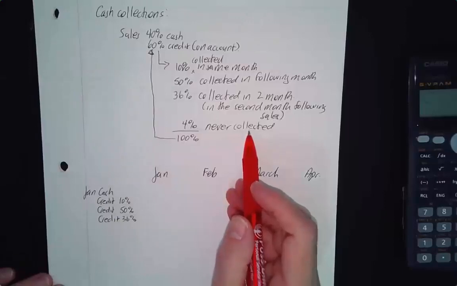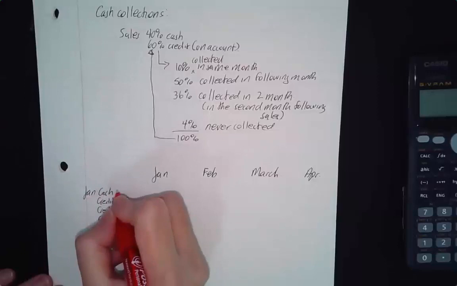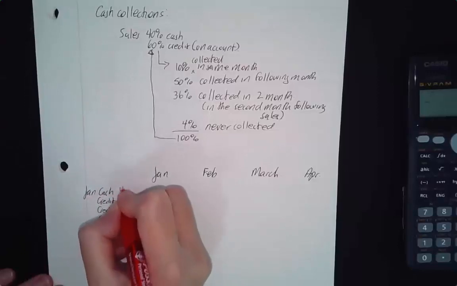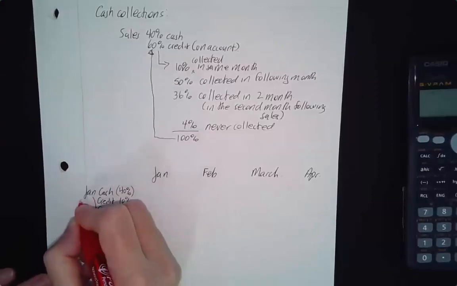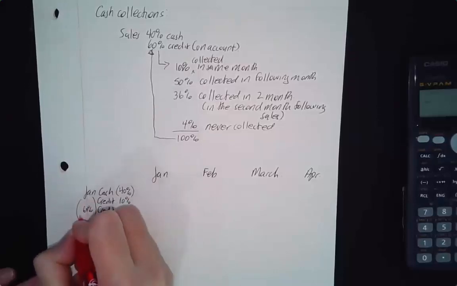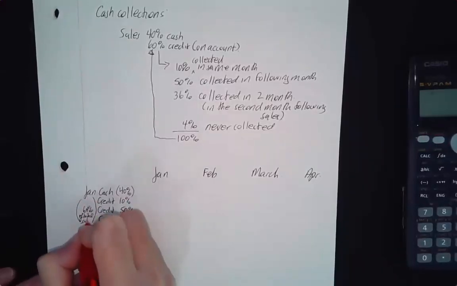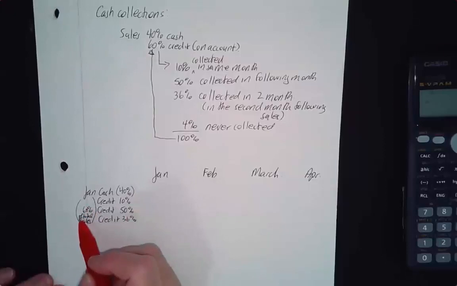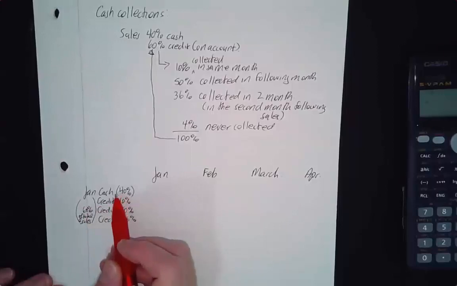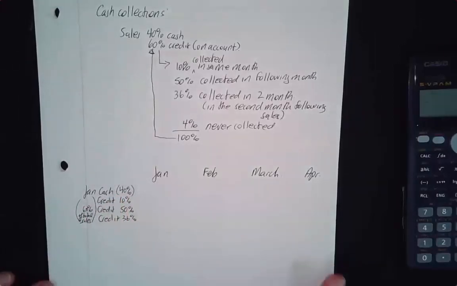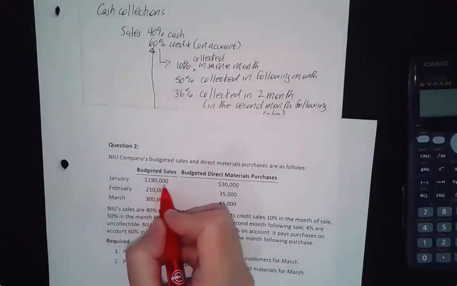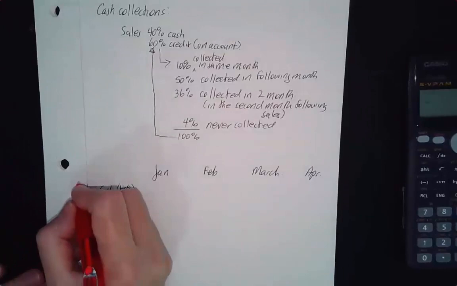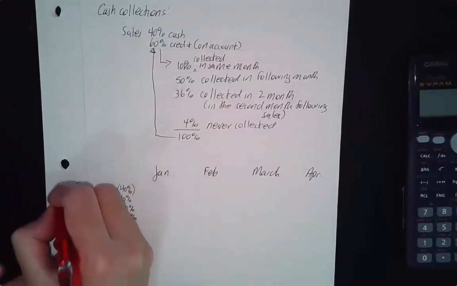So notice the cash is 40% of the total. And these credits are all 60% of the total sales. So don't get mixed up. These percentages represent a cut of this 60%, right? These two percentages represent the total amount that was sold. So in January, I know the total amount that was sold, according to the question, is 190,000. So I know the total amount for all of January was 190,000.